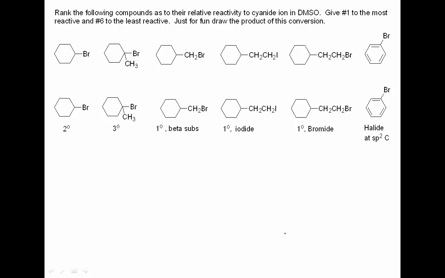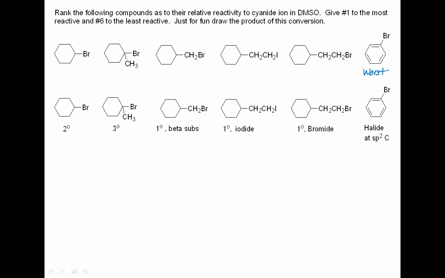So we have a secondary, a tertiary, 3 different primaries, and one that has a halide at the sp2 carbon. We can probably say this one here is going to be our worst one based on the statement last time, right? Okay. All right, so what's our best?